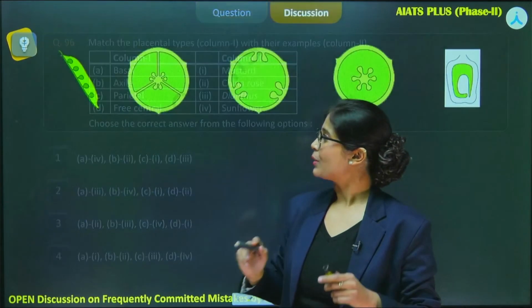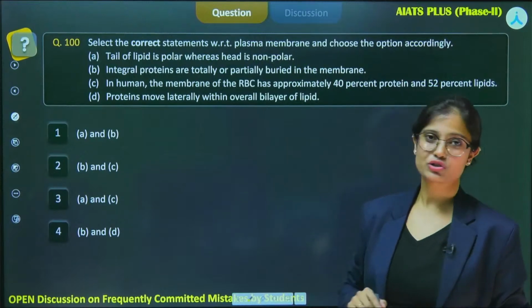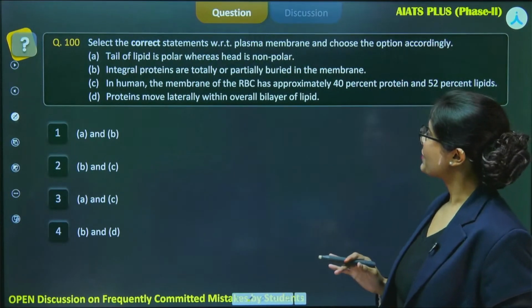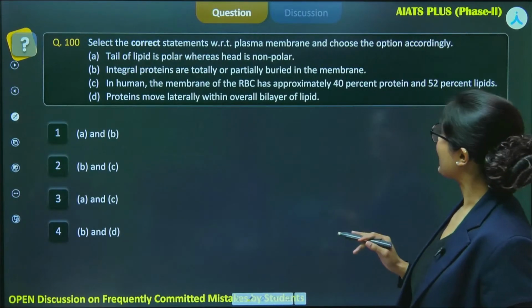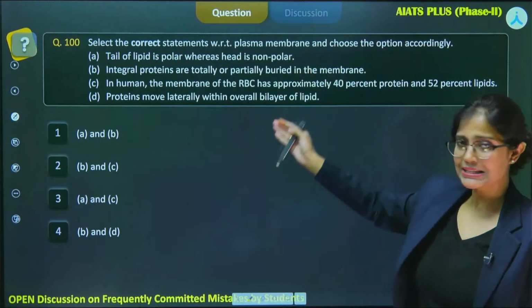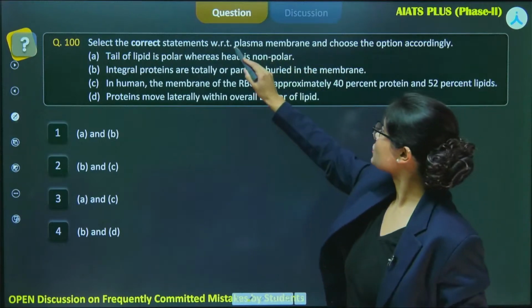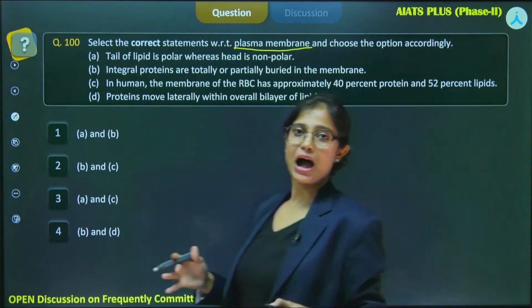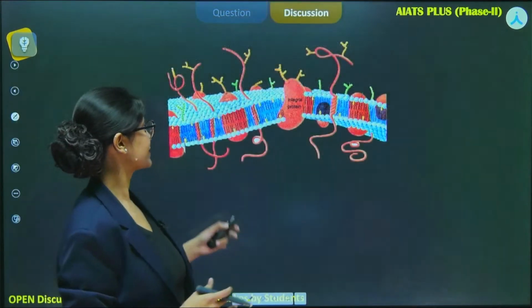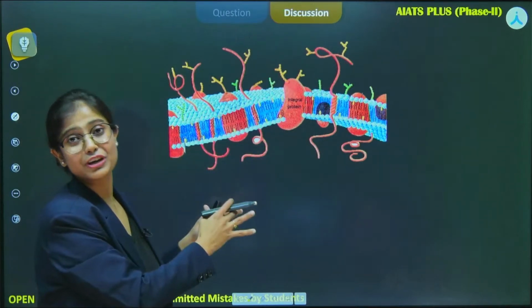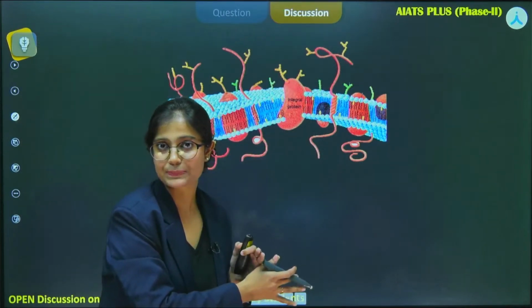Okay. Now let's move ahead with the next question, that is 100, which says select the correct statements with respect to plasma membrane and choose the option accordingly. So here certain statements are given for plasma membrane. Now let's see how the plasma membrane looks. So this is the model of plasma membrane which is given by Singer and Nicolson.